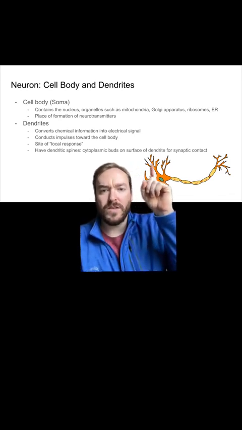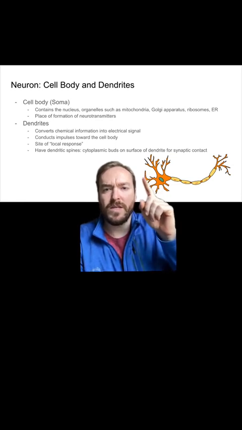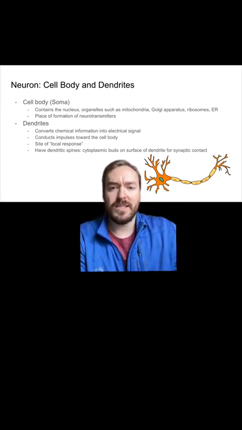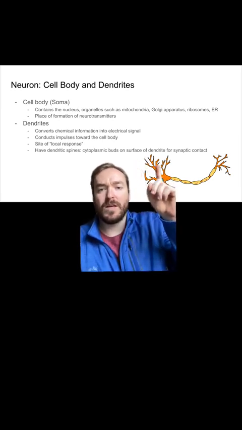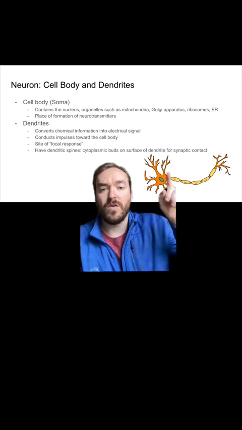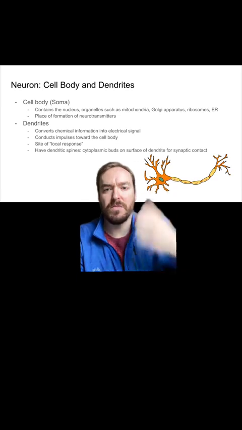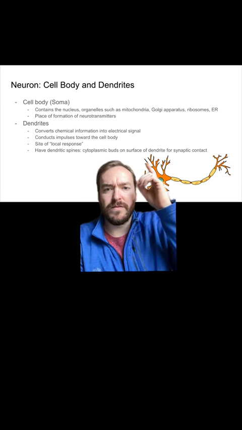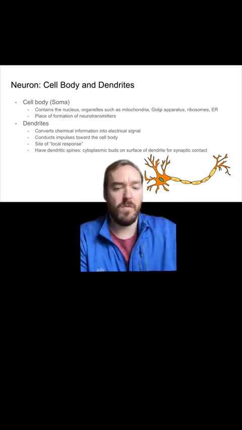The dendrites are these branchy looking things that come directly off of the soma, and they convert chemical information into electrical signals. They also conduct impulses toward the cell body. This is the site of local response, meaning that basically these dendrites connect to other neurons, and that's where the communication takes place of continuing on in action potential. The cytoplasmic buds on the ends of the dendrites are what makes synaptic contact with other neurons.